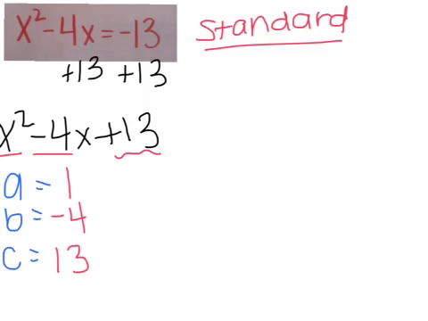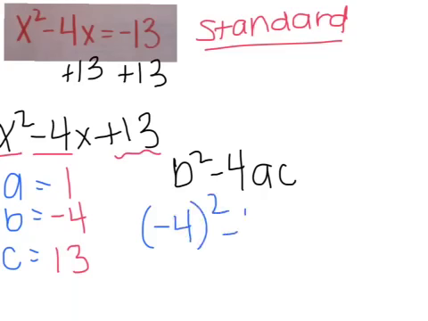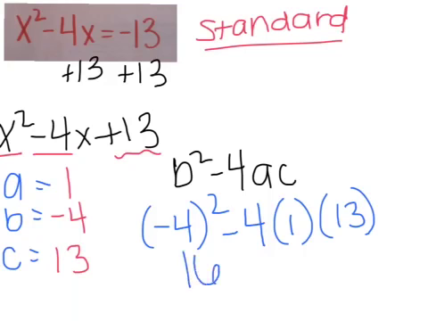So now we're going to plug it into the discriminant, into b squared minus 4ac. b is -4, so we have -4 squared minus 4 times a, which is 1, times c, which is 13. -4 squared, negative times negative is a positive, so we have 16. -4 times 13 is -52. And if you solve 16 minus 52, you get the answer is -36.